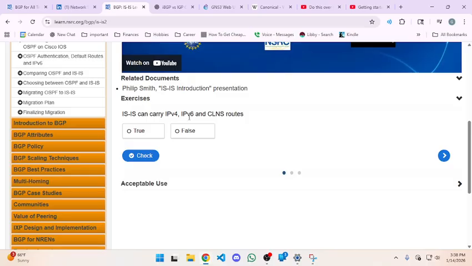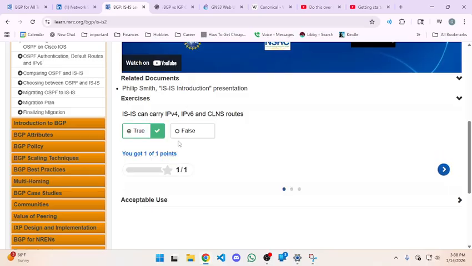So ISIS can carry IP, IPv6, and CLNS routes. That is absolutely true. That's why it's awesome. OSPFv3, you can't do any IPv6, and certainly can't do any CLNS. I don't even know what that is.